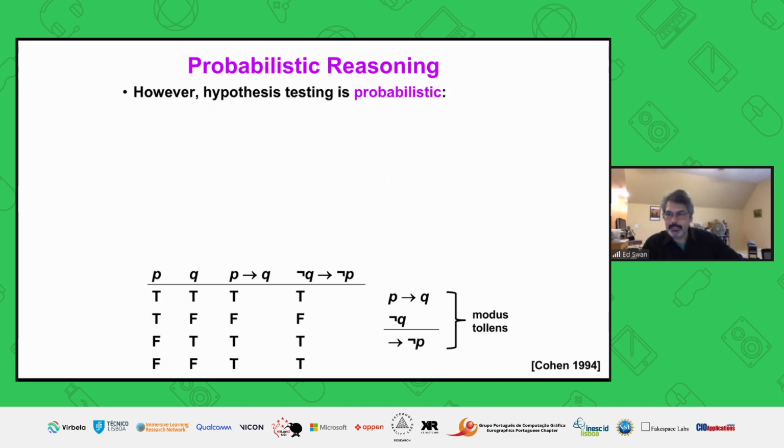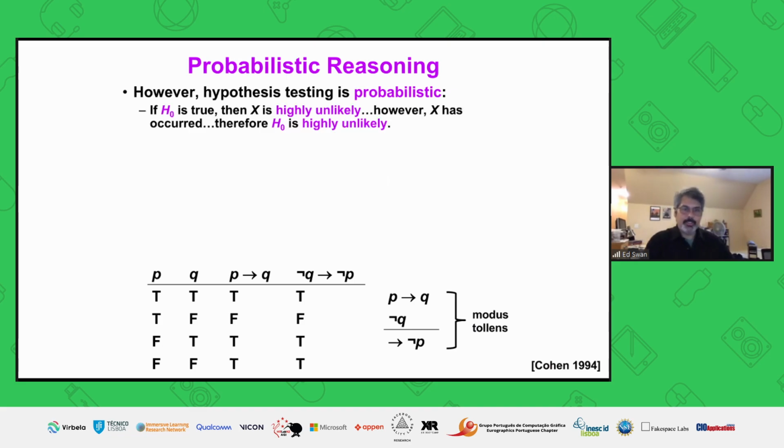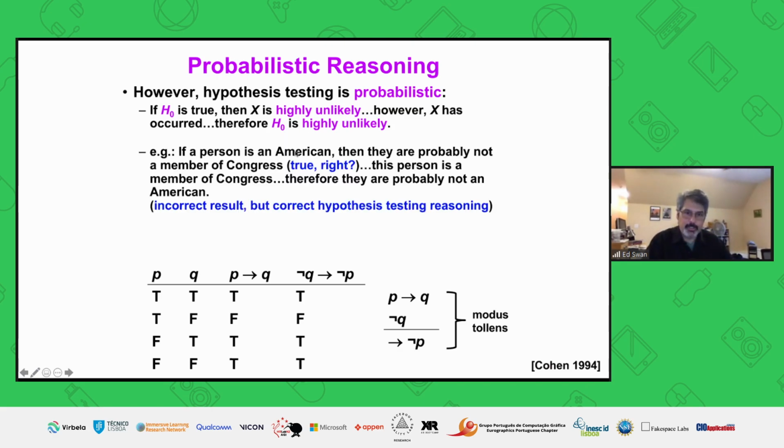Okay, but all of this is assuming that hypothesis testing was absolute. Actually, hypothesis testing is probabilistic. So this is the logical flow of hypothesis testing. If the null is true, then X is highly unlikely. That's not the same as false. However, X has occurred. Therefore, the null is highly unlikely. The same reasoning, but it's probabilistic. It's not absolute.